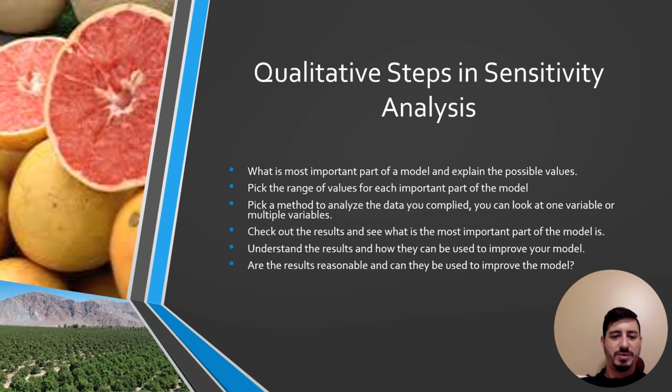Number 3, pick the method to analyze the data you've compiled, and you can look at one variable or multiple variables. So if you want to just look at one specific thing, the water, or multiple ones, the fertilizer and the sunlight. Number 4, check out the results and see what the most important part of the model is. Check the results, right? Number 5, understand the results and how they can be used to improve your model. So what's the biggest impact that's going to prevent the most grapefruit being yielded during that season? Is it water? Is it the sunlight? What is it? And number 6, are the results reasonable, and can they be used to improve the model?